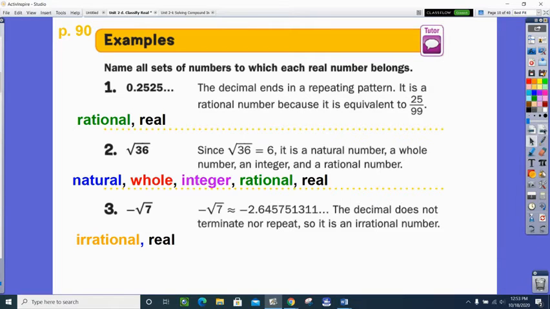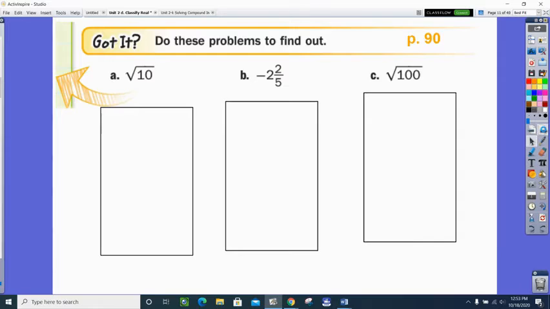So I'm going to have you do the same thing here with 3. They are on page, whoops, I went buzzing by, page 90. So if you could pause the video and try to name all the number groups that these belong to.